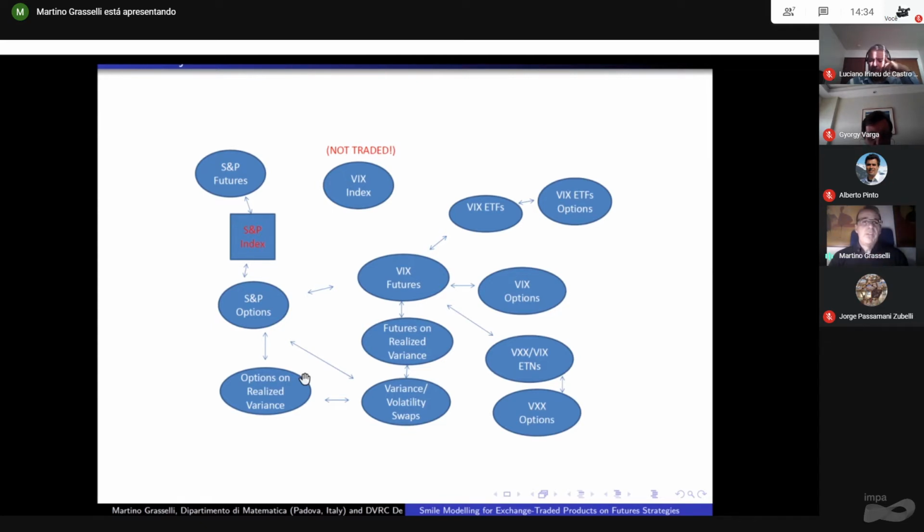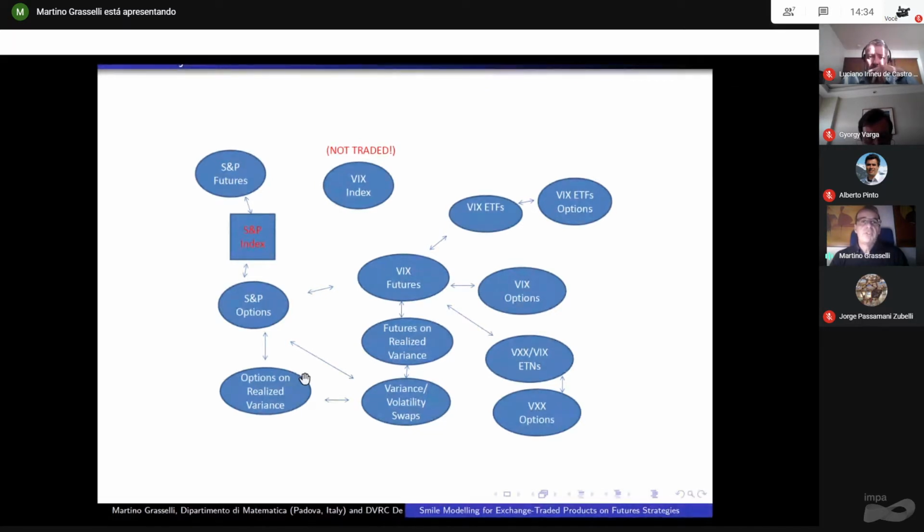In particular, we have some underlying. For example, based on the S&P, we have some products on the S&P directly, like futures and options on the S&P, but also on the corresponding implied volatility. So the VIX index, which is not traded, as we will see, and products on the VIX, so futures, options, etc. And lastly, there are some particular recent products denominated as exchange traded notes, which is VXX and other different declinations of this product.